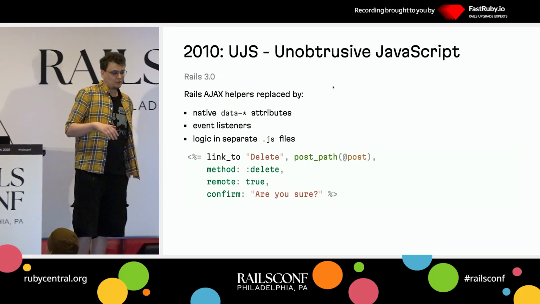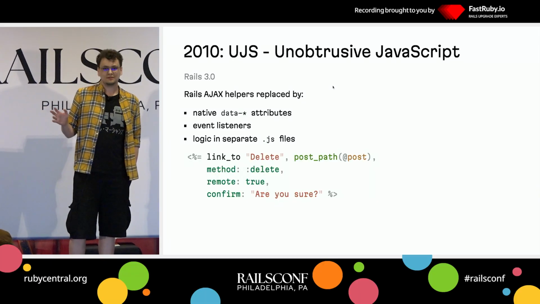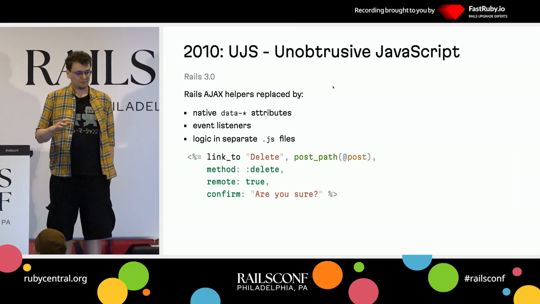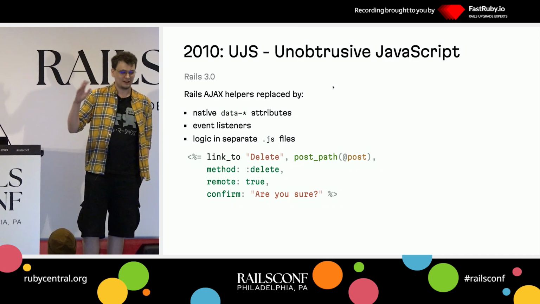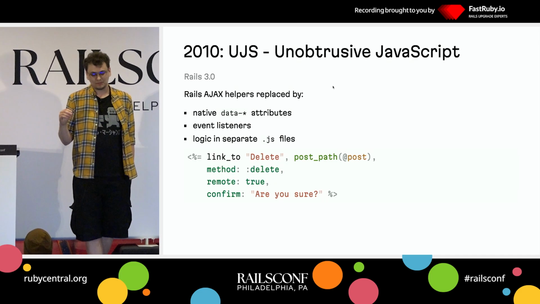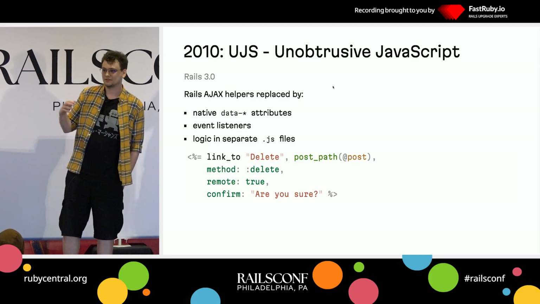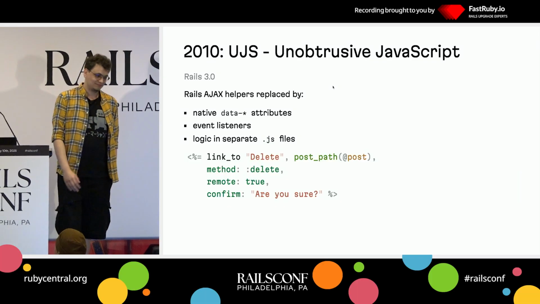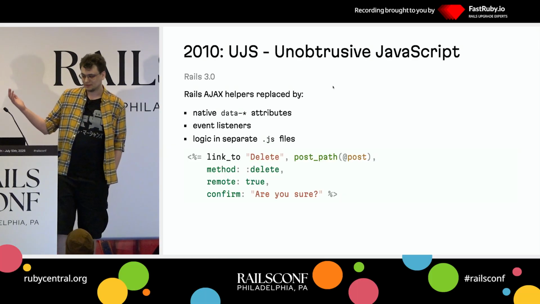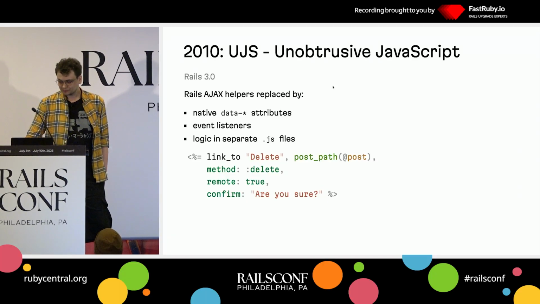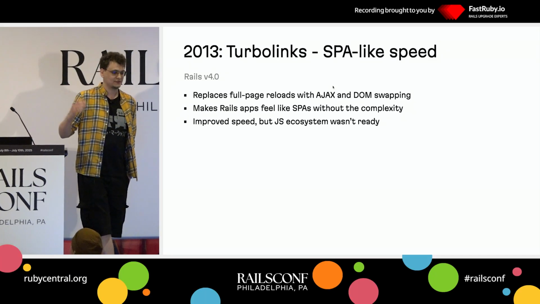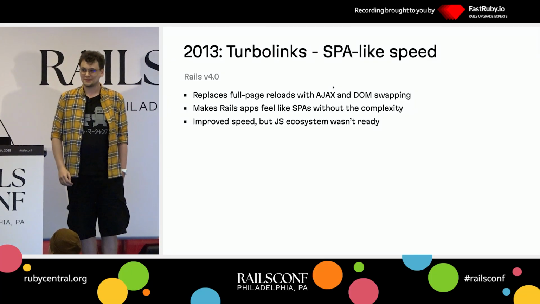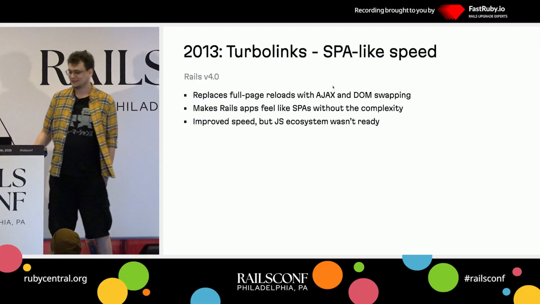RJS helpers were quite limited with their DSL, so Rails 3 migrated to unobtrusive JavaScript. That means that we started to write JavaScript in separate files and not just dump it into HTML, which is a good thing, right? And UJS is used to this day. And finally, let's also mention Turbolinks. Who used Turbolinks? Yeah, more people. Who loves Turbolinks? 0 hands, yeah.